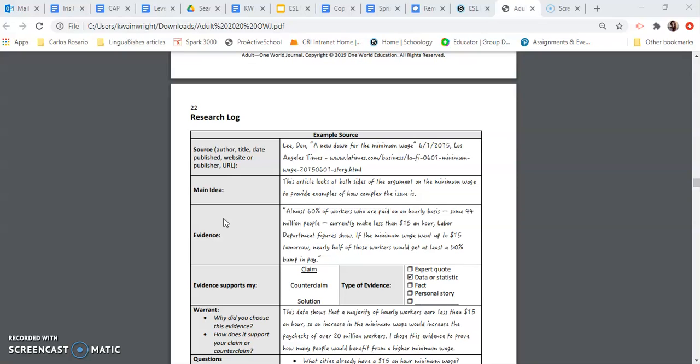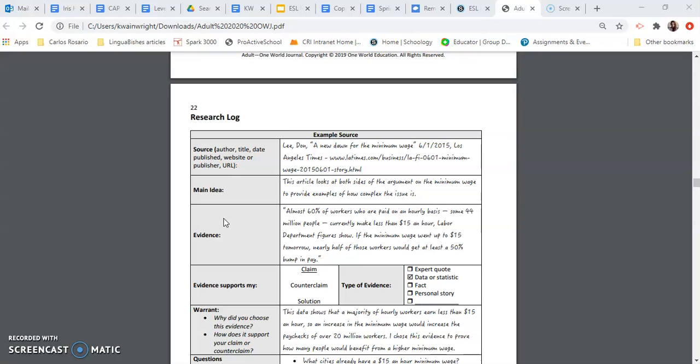So it's time to start looking for evidence to support your claim or your counterclaim. And in a previous lesson, we talked about types of evidence and how to make sure your evidence was credible and relevant. And then we also talked about where to find some good sources, such as on Newsela or the DC Public Library website or the One World Research Portal.